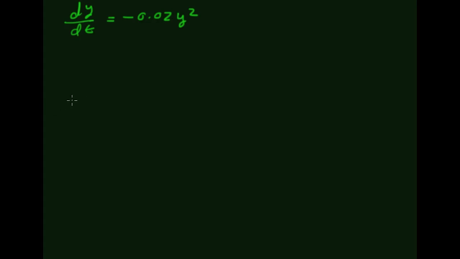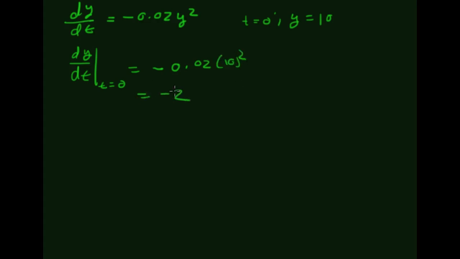All right, so we do have an initial value in this. We know that when t is equal to 0, y is equal to 10, right? So dy/dt at time t equals 0 is going to have y being 10, so that's going to be negative 0 minus 0.2 times 10 squared, which is just negative 2. Okay, so that means that the slope of y with respect to t is negative 2.